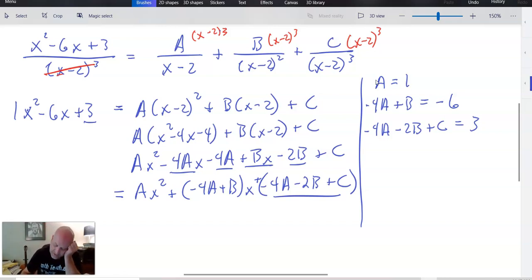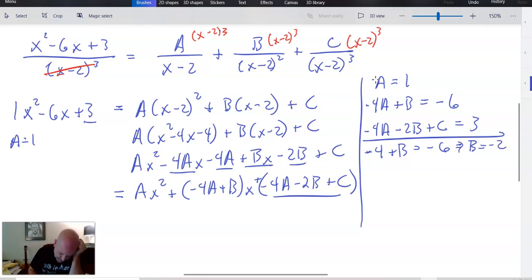This is one that's going to be fairly easy to solve by substitution because we already know a is 1, and this one doesn't have a c. So I can just stick the a in here, find b, and then stick a and b in here and find c. That's how I'm going to do it. We already know a is 1. If I put 1 in here, that means negative 4 plus b is equal to negative 6, which means that b is negative 2. If I add 4 over, that gives me b is negative 2.